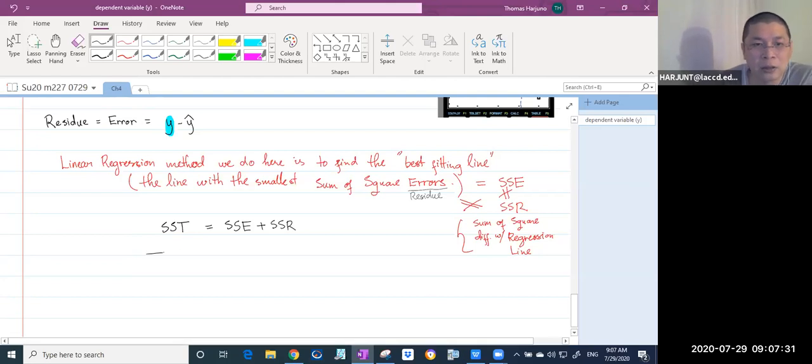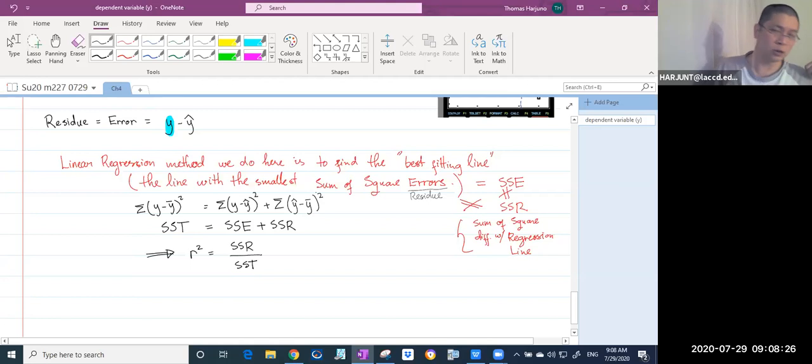Okay, and strangely, R squared is equal to SSR over SST. Now, what is SST? SST is the sum of the squared total, which is the observed minus Y bar. That's the total variation, which equals the sum of squared errors, that is the actual observed value minus the predicted, plus this one, the predicted minus the sample mean of Y.